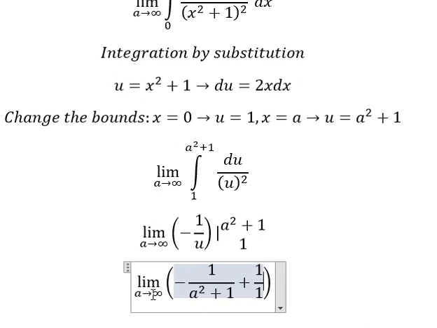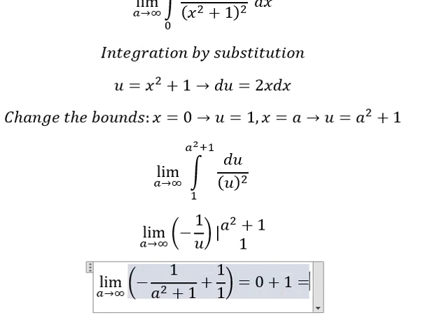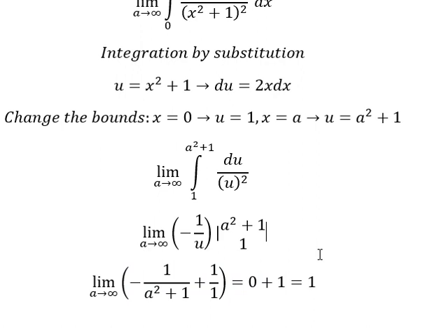So when a approaches positive infinity, 1 divided by positive infinity, you get 0. So we just have 0 plus 1, and we have 1. This is the end.